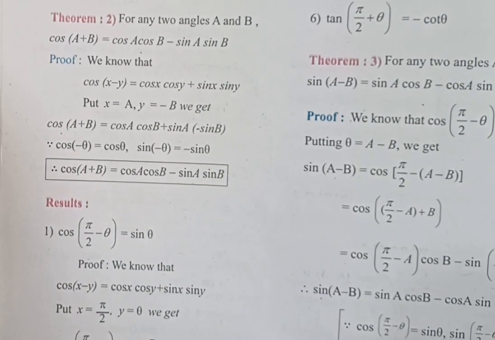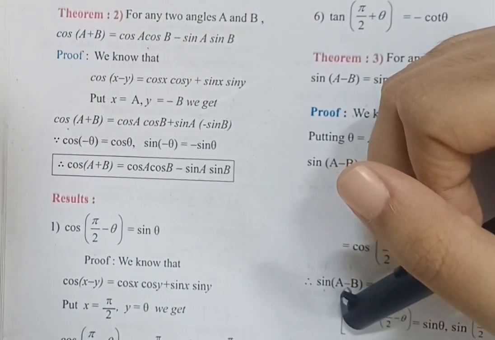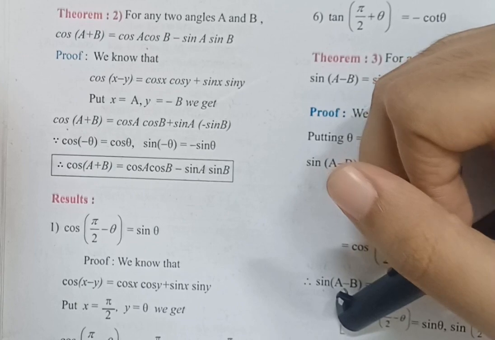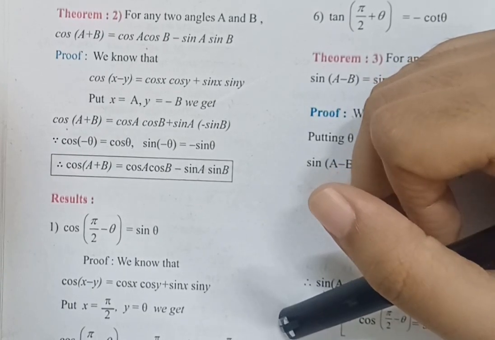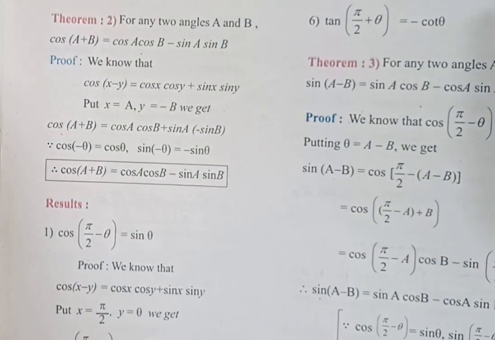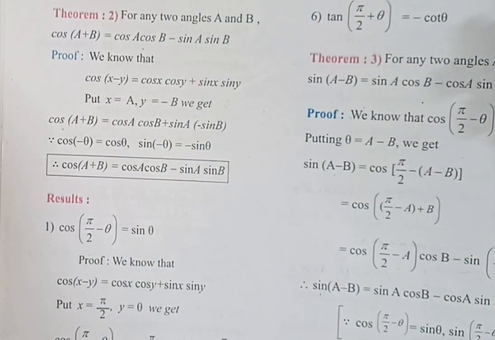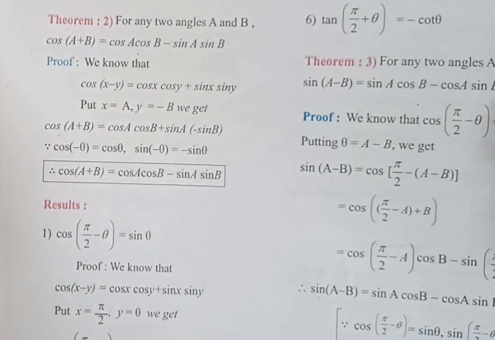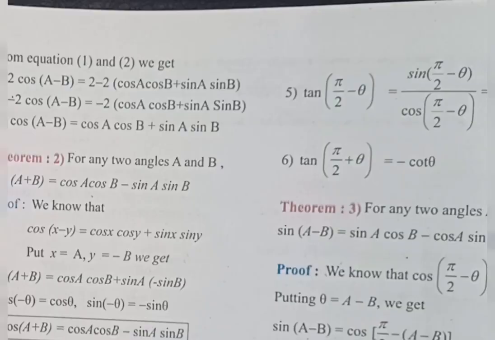So today we are going to begin with the other theorems of the chapter Trigonometry part 2, which is chapter 3 of class 11 FYJC Maharashtra Board Mathematics. In part 1, the previous video, we had done the proof of theorem 1. Now let's do the proof of all the other theorems, and then we will begin with exercise 3.1. So let's begin with the video.